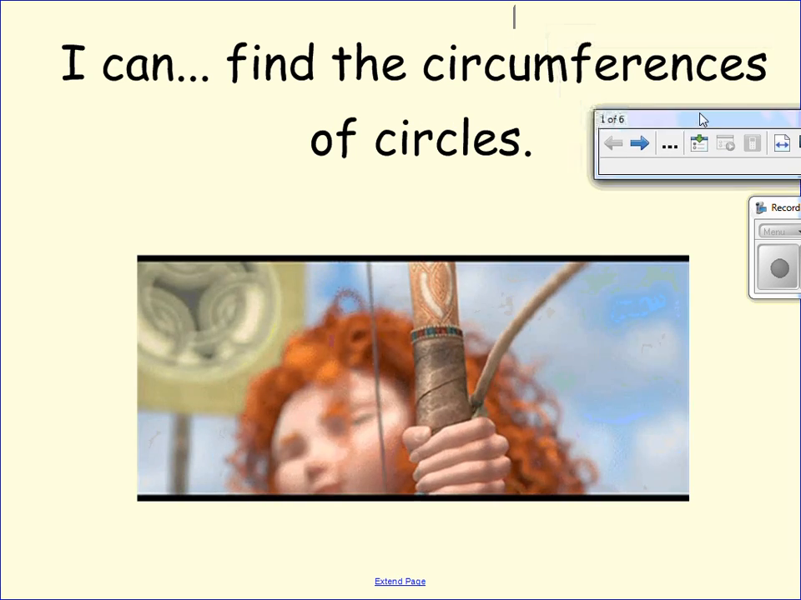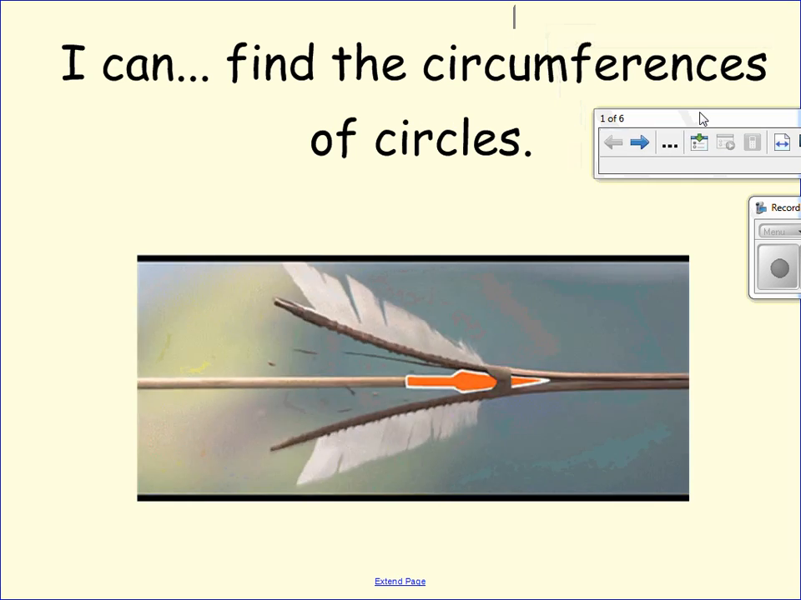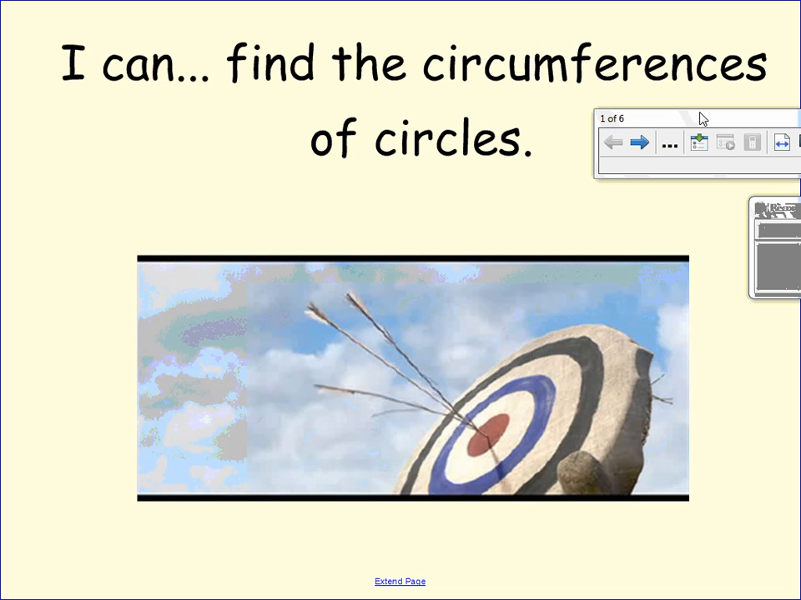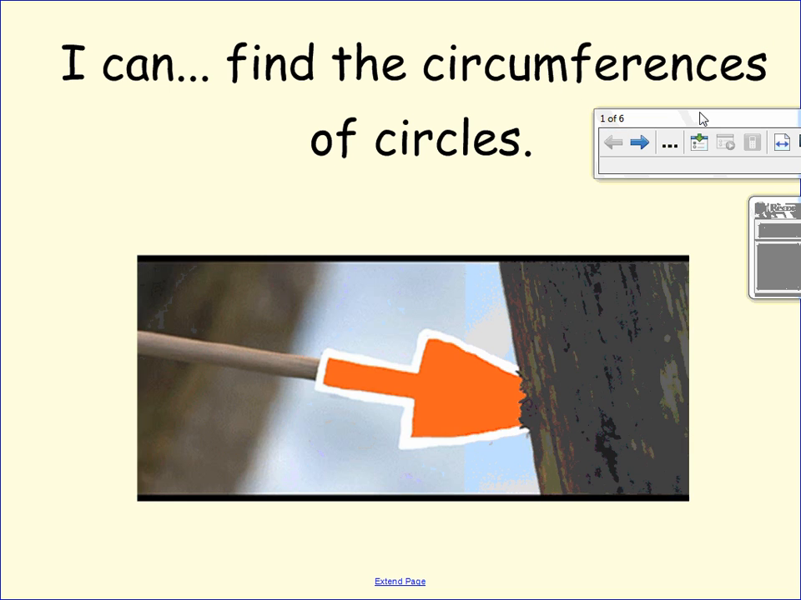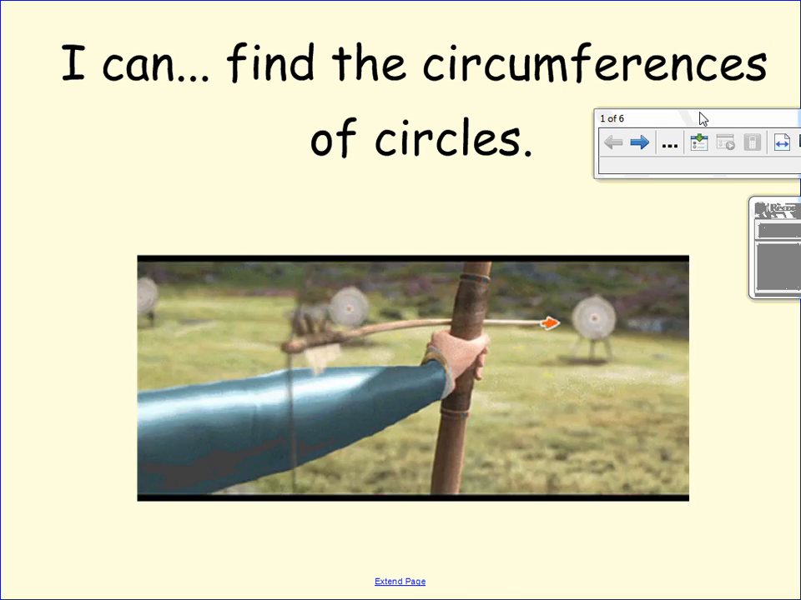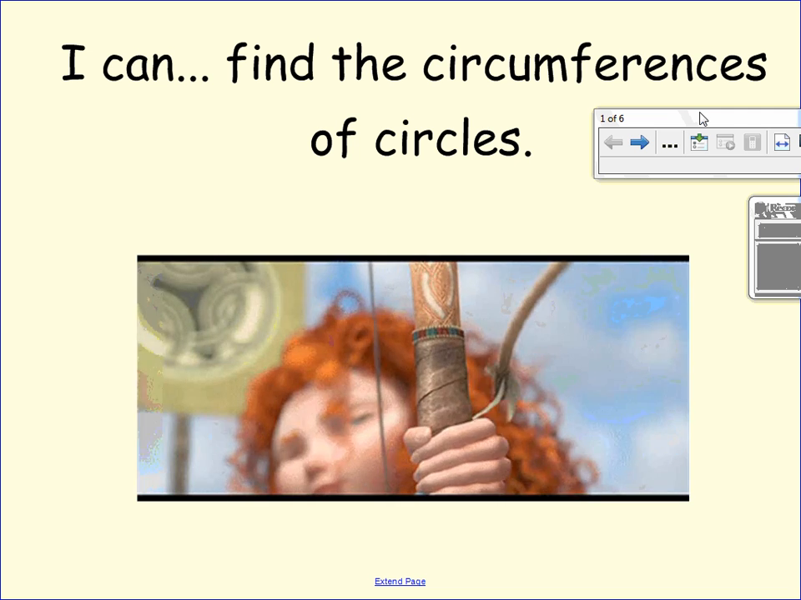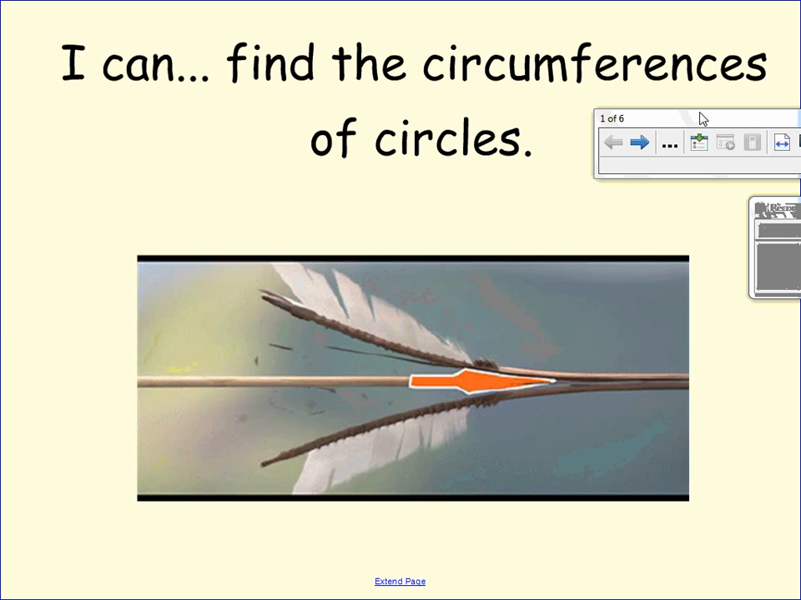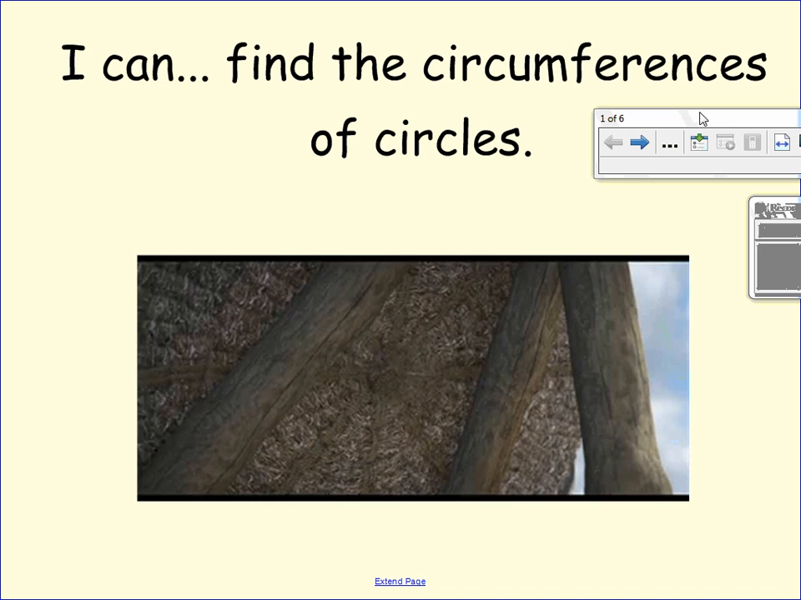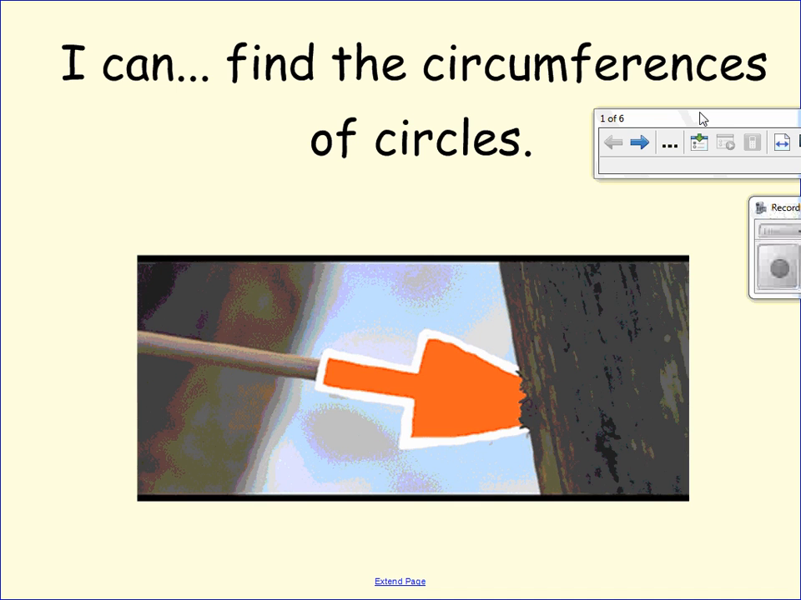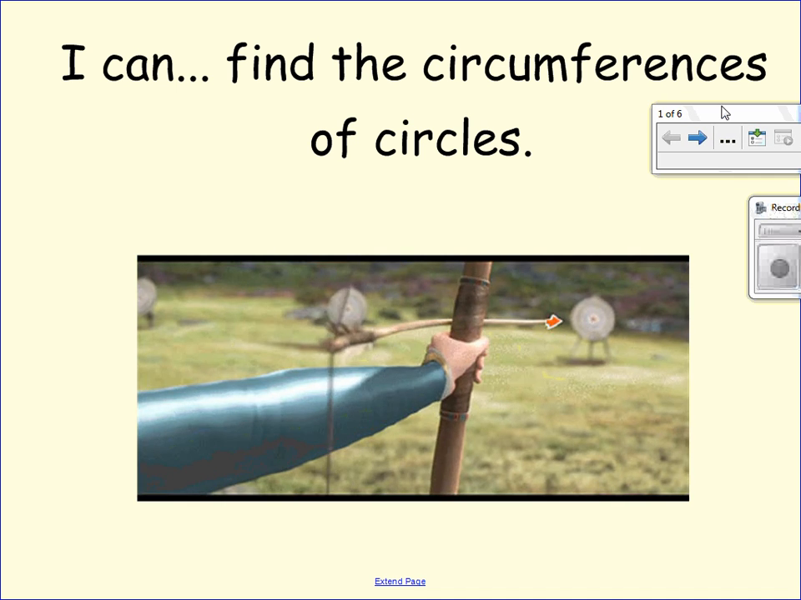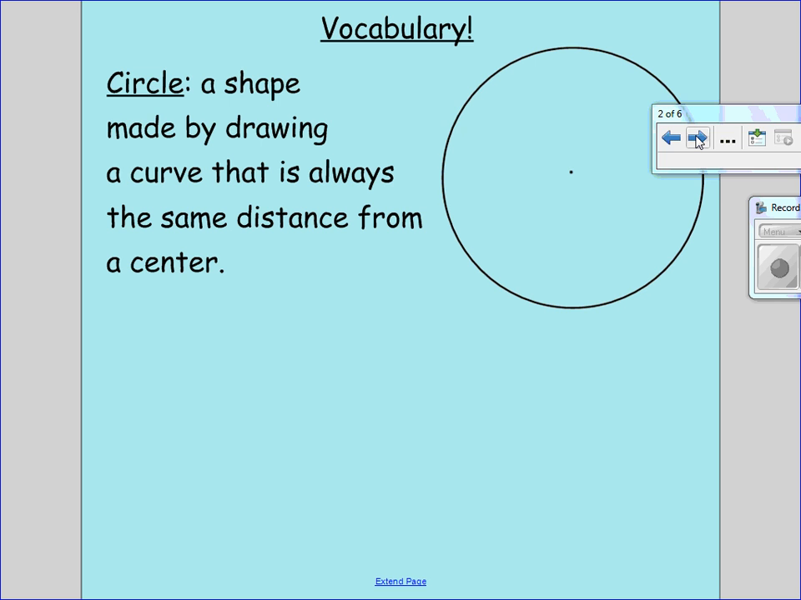Mathematicians, our I can statement for today is I can find the circumferences of circles. Now remember, a circle is not a polygon. It's a two-dimensional shape, but it's not a polygon because it has curved edges and not straight lines, and they don't meet at endpoints. There isn't a vertex in a circle. So we're going to talk about circumference first and then build up to finding the area of circles.